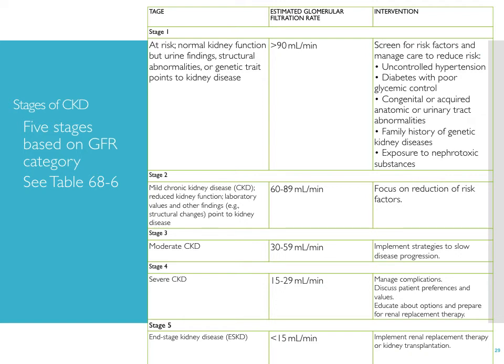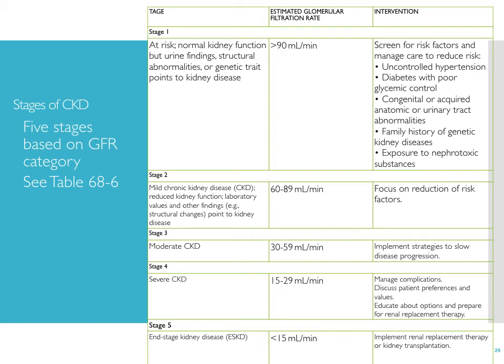There's different stages of chronic kidney disease. There's 5 stages based on the GFR category. This is table 68.6. And I did edit this slide a little bit compared to what you have in your PowerPoint. I would not advise you to memorize the stages of chronic kidney disease. That would be a waste of your time, but you should understand that in stage 1, your kidney function is pretty normal, but with the urine functions there may be abnormalities or genetic traits involved, but in stage 5, we're in end-stage kidney disease.